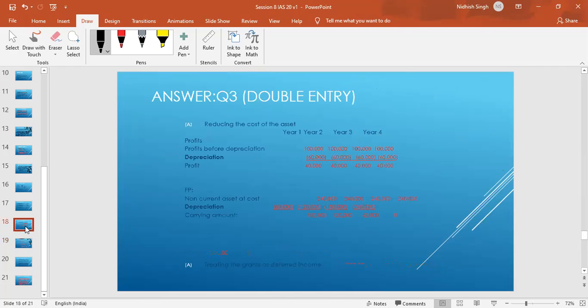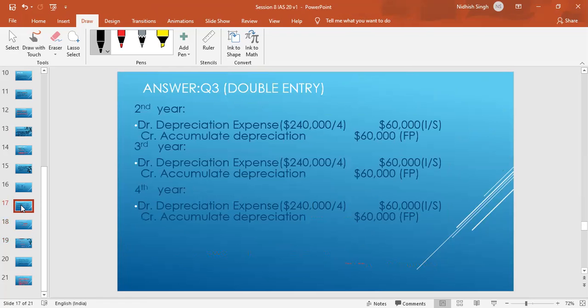What is on the previous page here? Okay, reducing the cost of asset. So profit before depreciation. So this is another way of showing the P&L. So if you don't reflect, okay, let's go one step back.